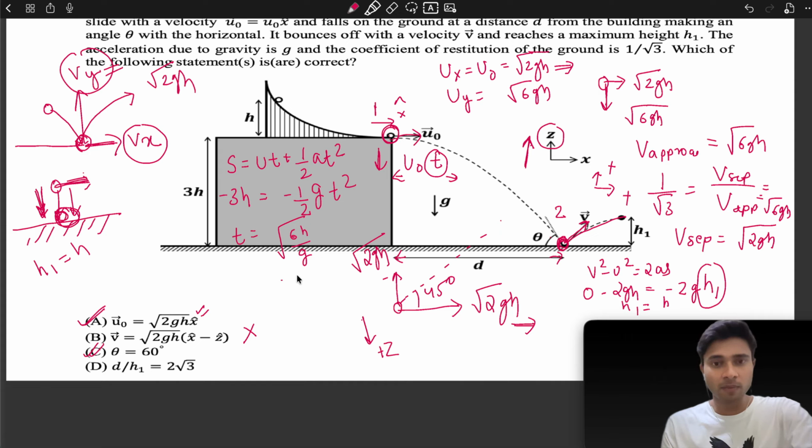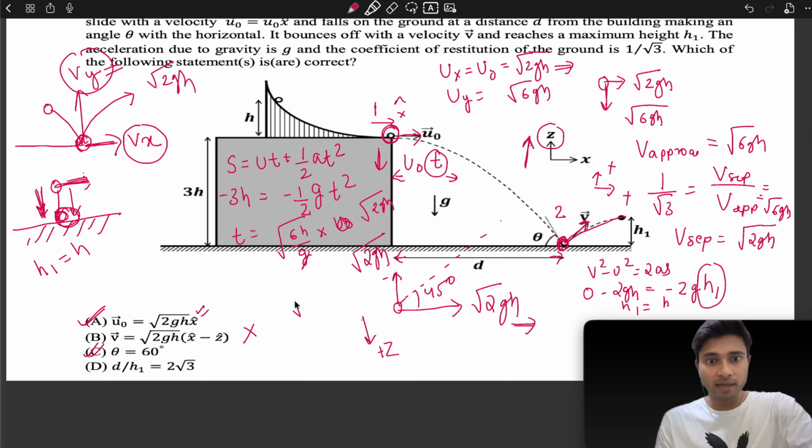So the time taken by the ball to reach from this point to this point is root 6h by g. The horizontal distance traveled will be u0 into time t. What was u0? u0 was root 2gh. g and g cancel, it will be root 12h. So d is nothing but root 12h. And what was h1? h1 is h. So d by h1 is nothing but root 12. Root 12 is nothing but 2 root 3, right? So this option is also correct.